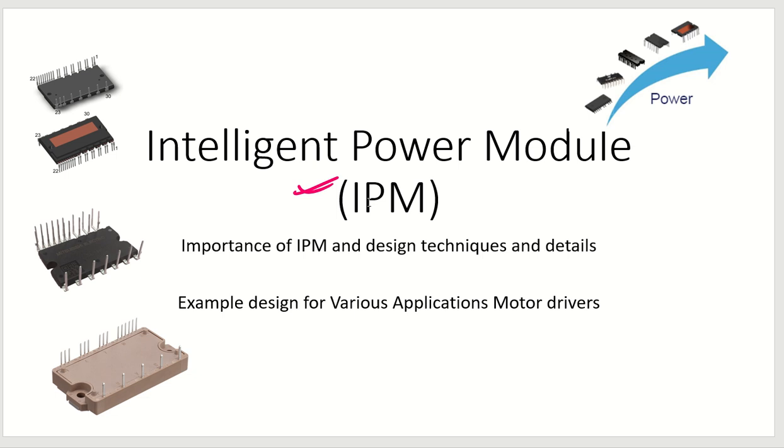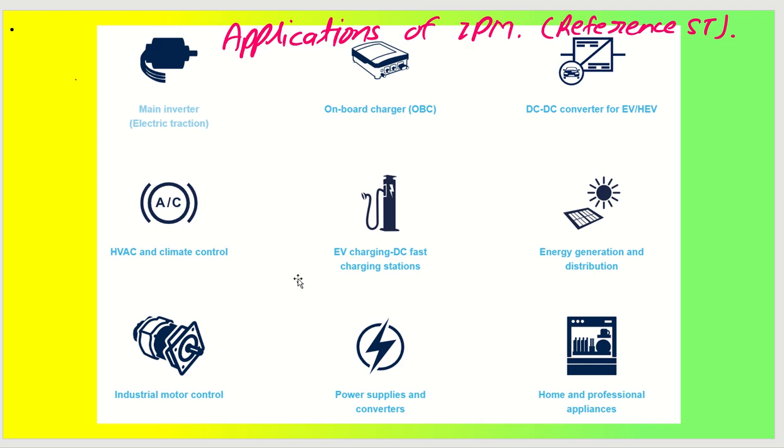First, we'll try to understand the different applications or areas where we utilize IPMs. For most applications, let us say electric traction control, we have the main inverter, so there we utilize IPMs. We utilize them in onboard chargers. Then we have DC-DC converters for electric vehicles or heavy electric vehicles. We have HVAC and climate control.